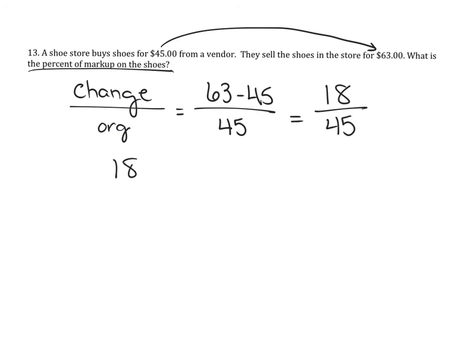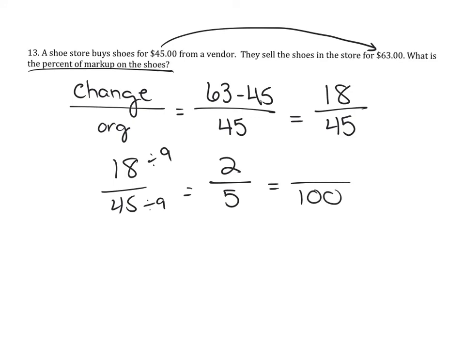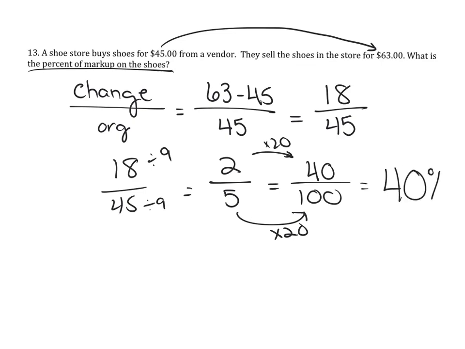Well, what I know about 18 over 45 is that 9 can go into both of these, which gives me 2/5. And that means I can now scale up to be out of 100, multiply by 20, and multiply by 20. And that gives me 40 out of 100, which is equivalent to 40%. Okay, and the reason I can keep using equal signs the way I'm using them is because all of these ratios are equivalent to one another.